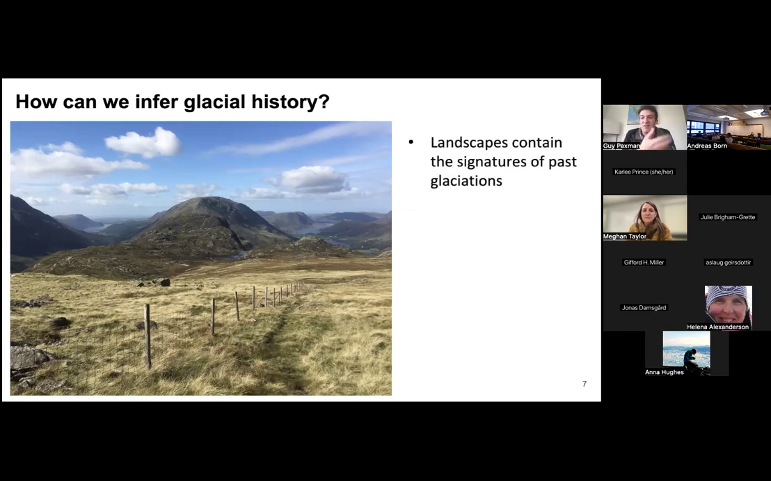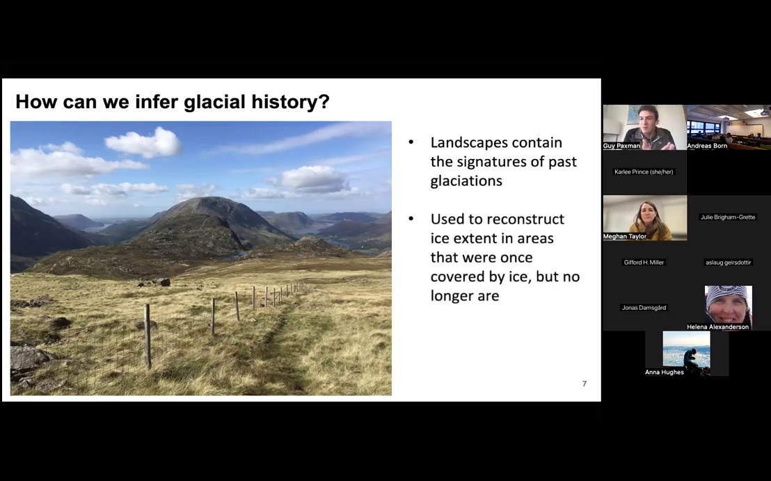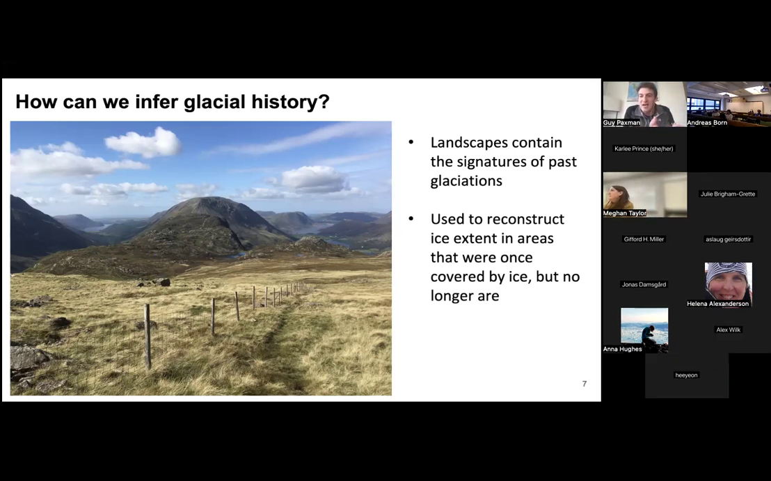Landscapes often can contain the signatures of their past glaciation. You can probably see a number of them in that photo. And this is a common approach, geomorphological mapping, that's been used to reconstruct ice extent in areas that were once covered by ice sheets or ice caps, but no longer are. And that's obviously the case in North America, in Scandinavia, and Britain and Ireland here.